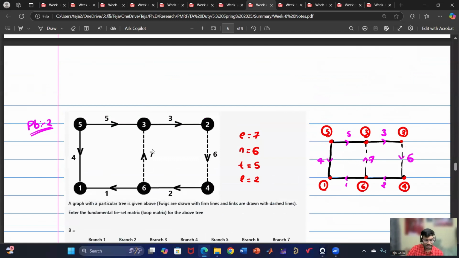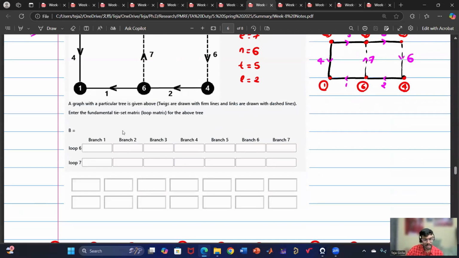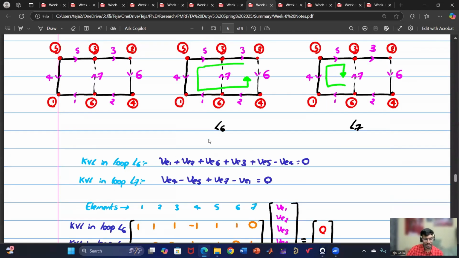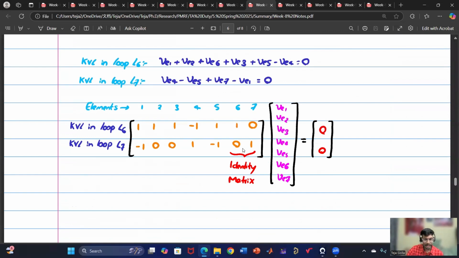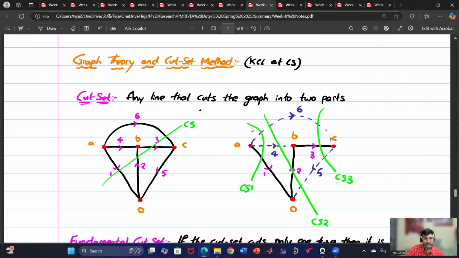In this, we have 2 links only, so we'll get 2 equations. That's why 2 rows, and they're asking for the fundamental tie-set matrix or loop matrix, which is B. We have applied KVL in this, and we have traversed in the opposite direction of the link. That's why here we are going anti-clockwise, here we are going clockwise, which is the opposite direction of 6 and 7 respectively. We applied KVL and got this matrix. Just to ensure, I have checked whether I have an identity matrix or not. If you are not getting an identity matrix, it's a sign that you have made a mistake. So you have to cross check.